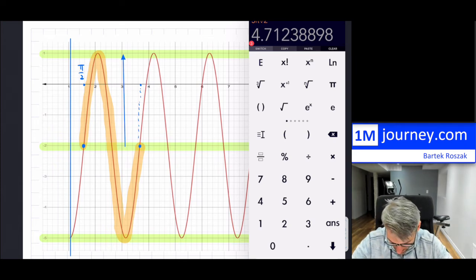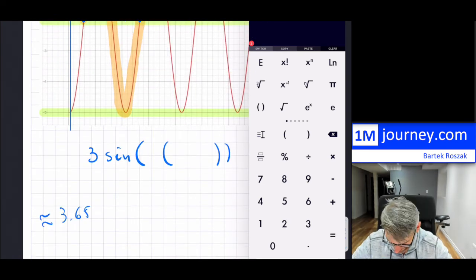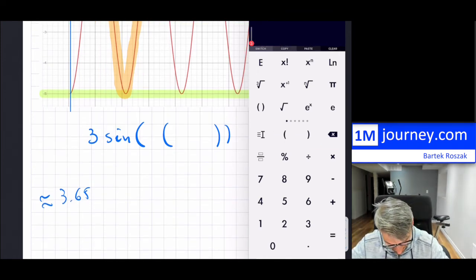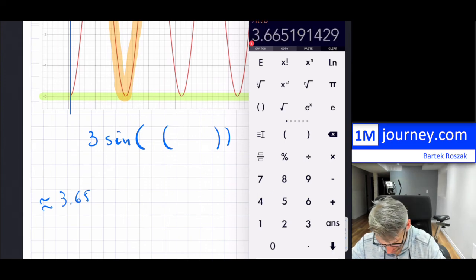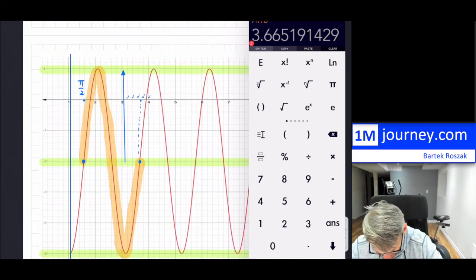Yeah, this one's a little tricky. It's less than 4, between 4 and 3. Maybe it's 7 pi over 6. Yeah, okay, there we go, 3.6. So it's 7 pi over 6. That was mean. Okay, so 7 pi over 6.